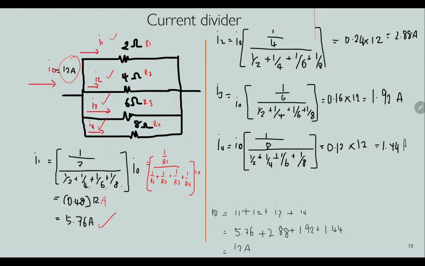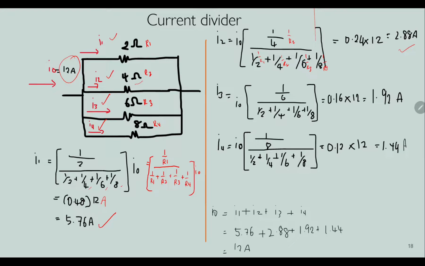So then you can calculate the I2. I2 is 1 over R2. This one is 1 over R2, and this one is 1 over R1, 1 over R2, 1 over R3, 1 over R4. Okay, 1 over R2, R2 is 4 ohms. So 1 over 4 divided by 1 over 2 ohms plus 1 over 4 ohms plus 1 over 6 ohms plus 1 over 8 ohms. So you get 2.88 ampere.